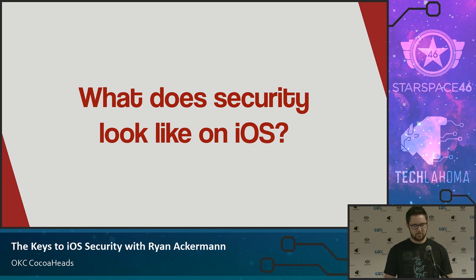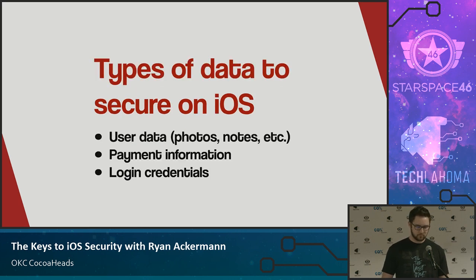So what does security look like on iOS? There are a couple types of data, just reiterating what we covered before. User data: anything a user might enter into your application, such as photos, like Instagram potentially, or notes. Then payment information, if your app is an e-commerce app; attackers who are able to access that could potentially steal money from your users. And then login credentials: like I said before, passwords are probably shared between many services for the common user.